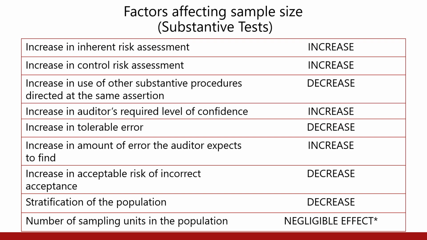But if it is expected, take a look at the next one. Increase in the amount of error the auditor expects to find. So if it is expected, then the relationship is direct. An increase in one will increase the other.